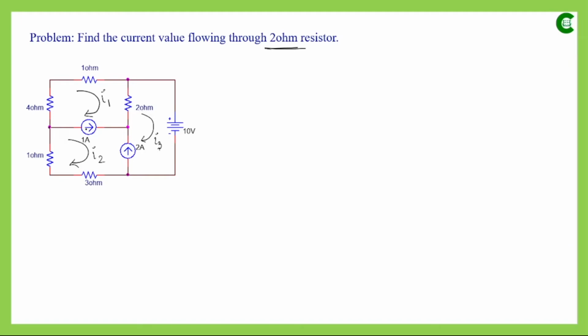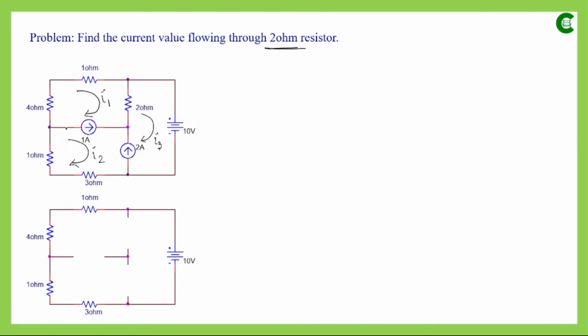Now what we can see here is that we have a current source between these two meshes, and again a current source between these two meshes. Here we can apply the concept of supermesh. We assume as if this current source is not there, so we remove it by opening this path, and the same applies to this current source also. If we remove it, this path will be discontinuous and work like an open circuit.